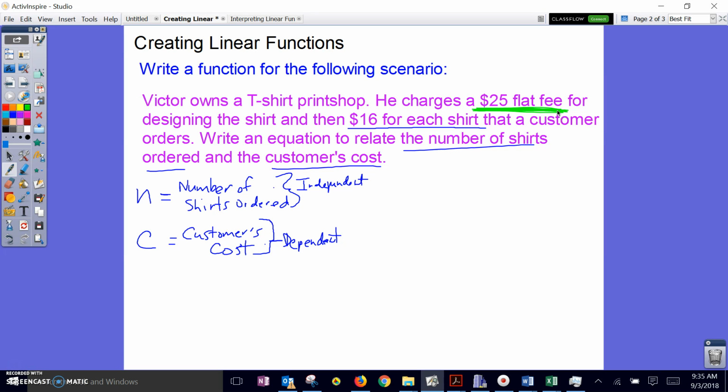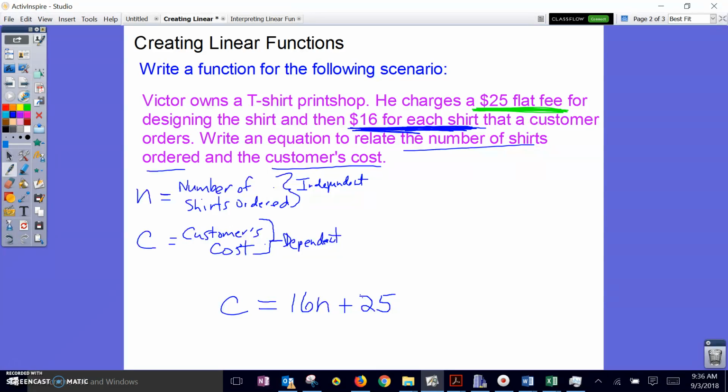Okay, so to write our function, we're going to take our dependent variable. That's equal to the change in the dependent variable when the independent changes by 1. So we put 16 in there, times the independent variable, and then add the value of the dependent variable when the independent is 0. That was 25. And this is a function that represents the cost.